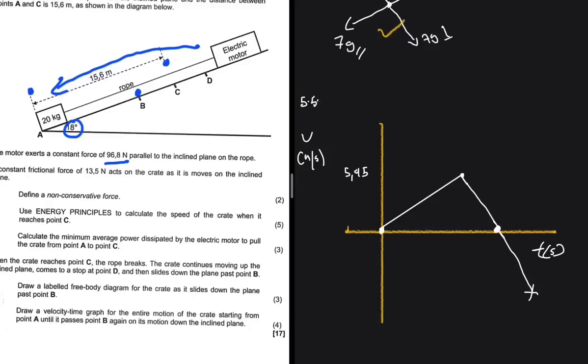We don't know the velocity at point A. I don't think we need to indicate the value anyway. I'm quite interested in how yours looks. Can you please let me know in the comments if we have anything similar?